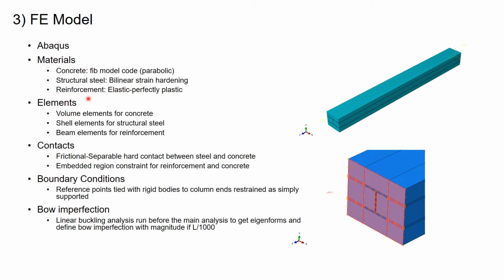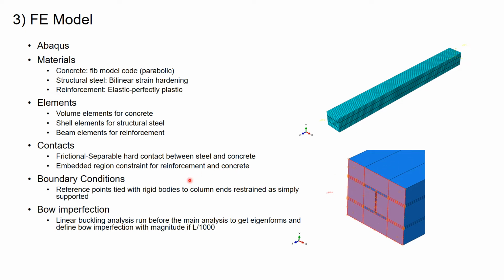And for finite element types, for concrete we used volume elements. For structural steel, we used shell elements. And for the reinforcement, we used beam elements. And the contacts, frictional separable hard contact, were defined between the steel and the concrete, so the shell and the volume. Embedded region constraint for reinforcement and the concrete. So we don't see it here, but there's also longitudinal and transverse reinforcement which are embedded in the concrete here.